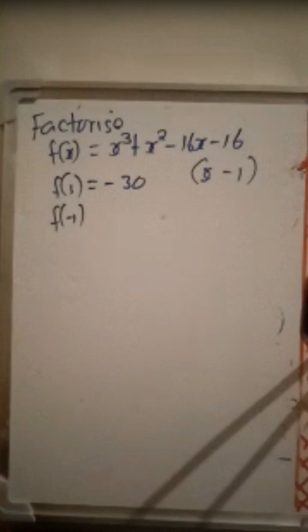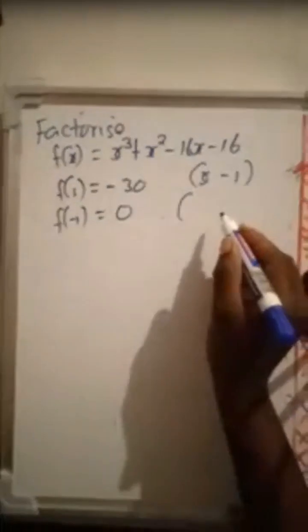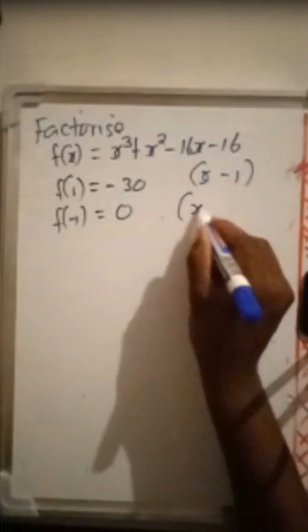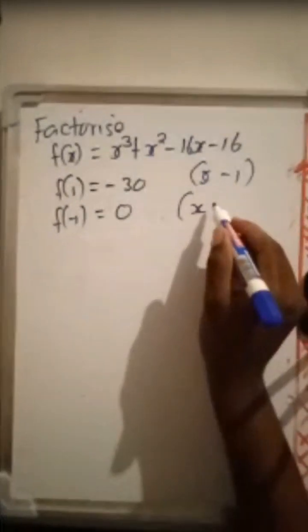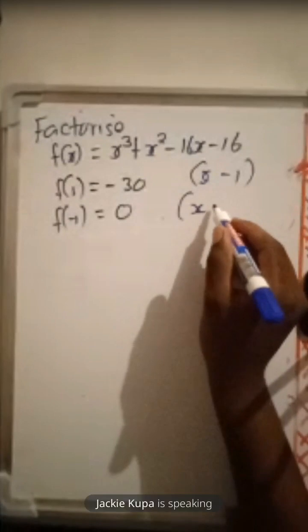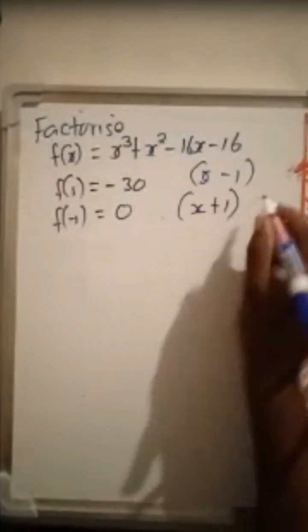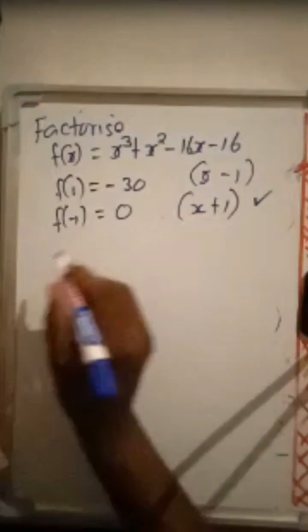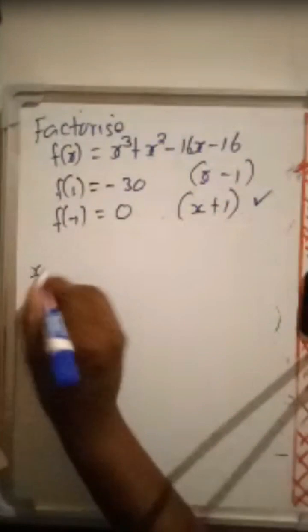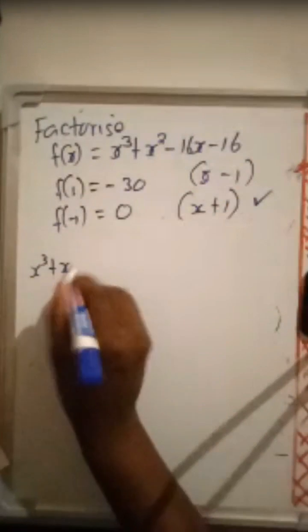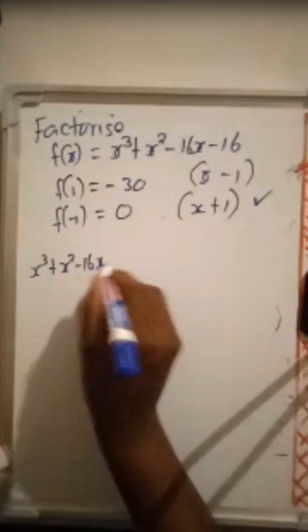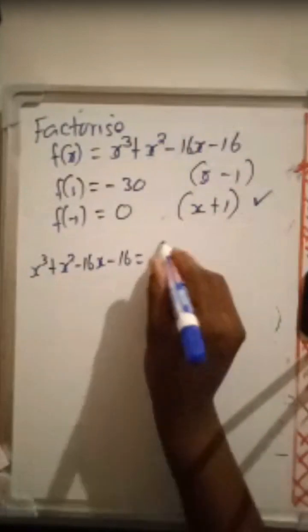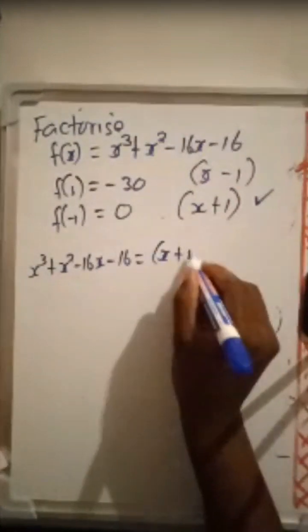Okay? Then we get that f of negative 1 gives us what? 0. So what is the factor? If it was negative, it's going to be plus 1. So it means x plus 1 is a factor. Okay? So now factorizing x cubed plus x squared minus 16x minus 16 is the same as the first factor, which we know, x plus 1.